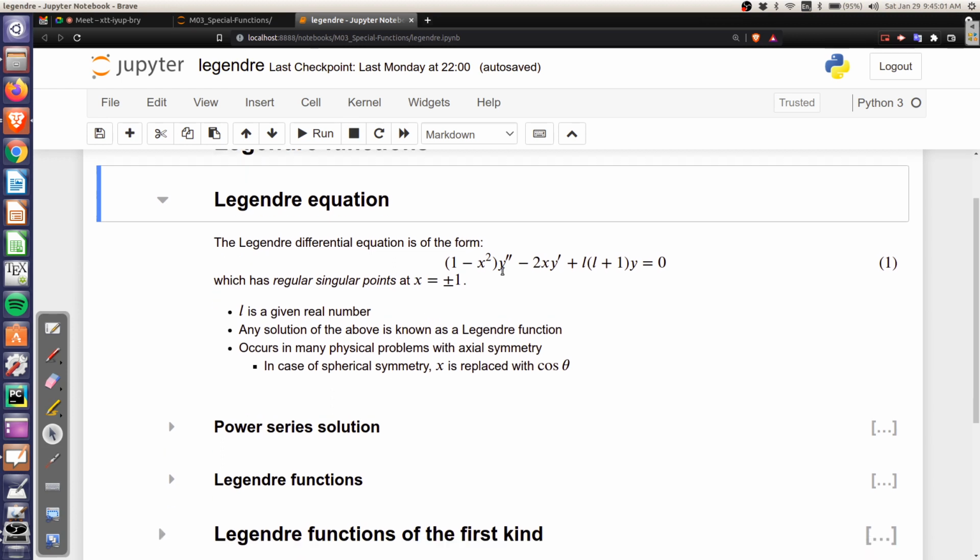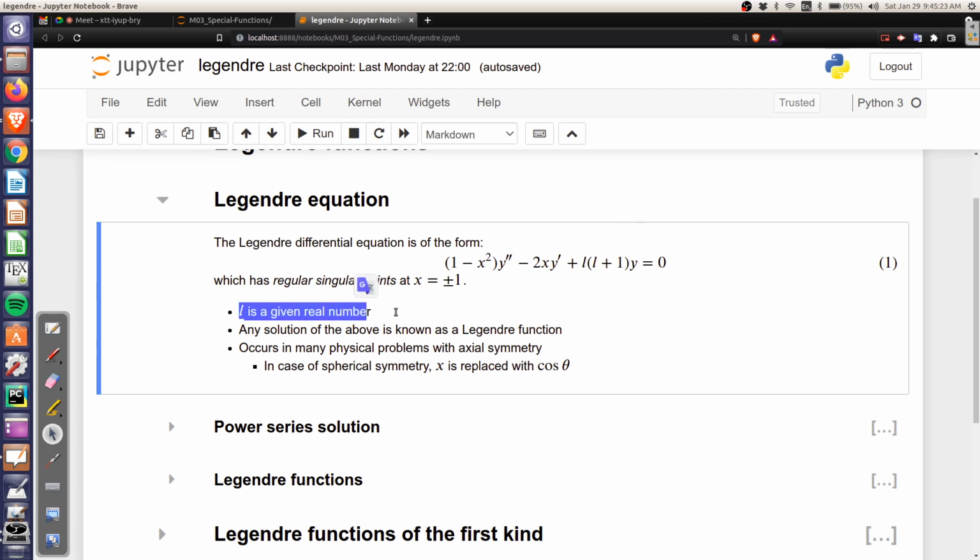Okay, so here this double prime, y double prime, means the second derivative of y with respect to x. So if we have a differential equation of this form, the second derivative of y is multiplied with 1 minus x square, then the first derivative of y is multiplied with minus 2x, and y itself is multiplied with L into L plus 1, where L is any real number. Okay, so if I have a differential equation of this form, then this is known as a Legendre differential equation.